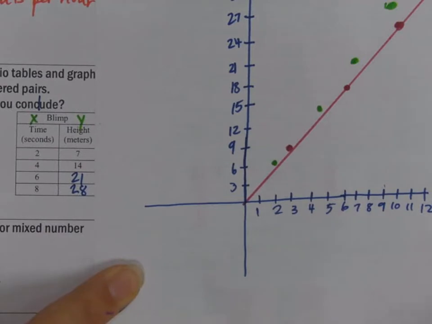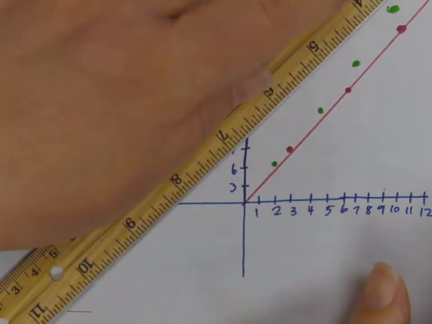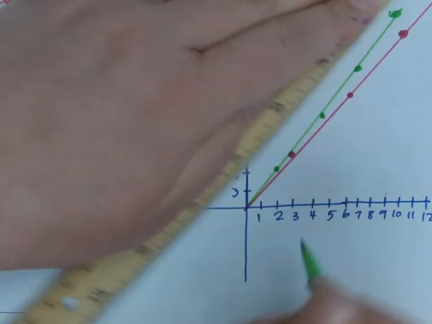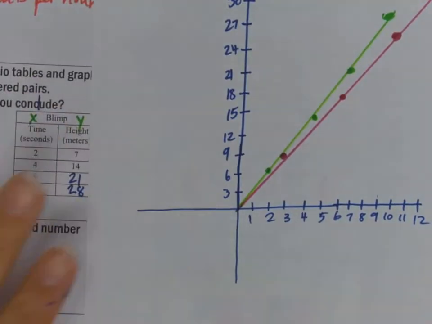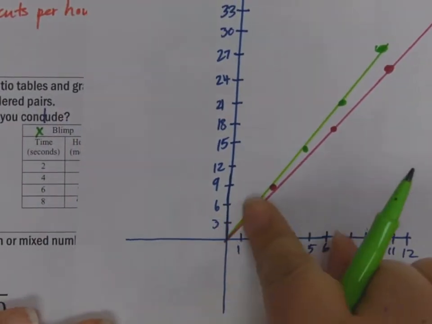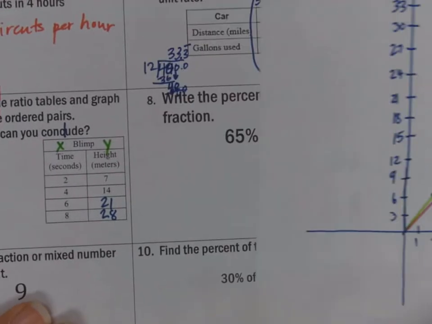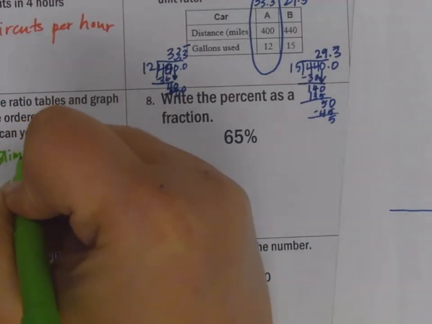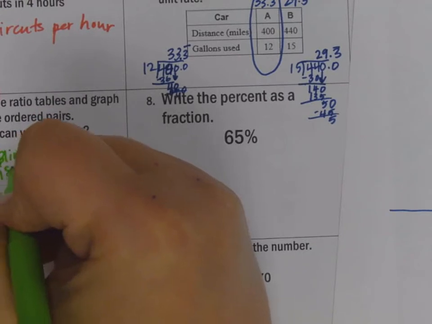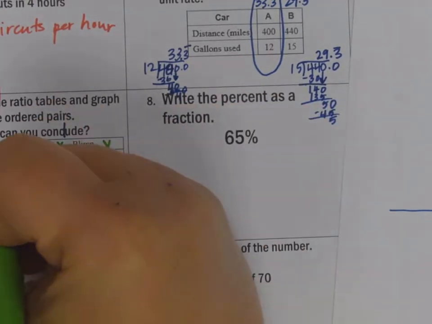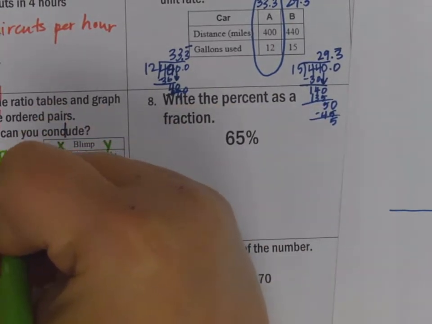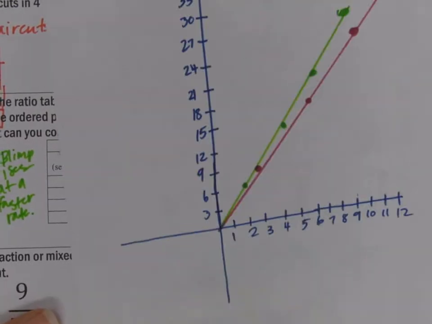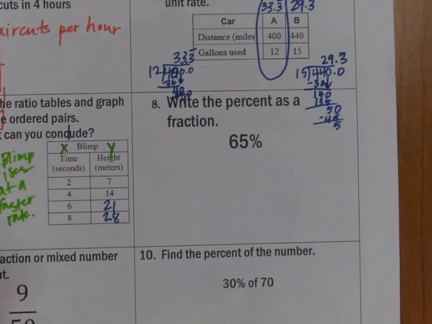That's about right there. So, based on the graph, tell me which one rises faster. We know that the blimp does because this line is steeper. So you can conclude that the blimp rises, which is proper English, rises at a faster rate than the balloon. Okay, so that's how you would do that comparing with a graph.